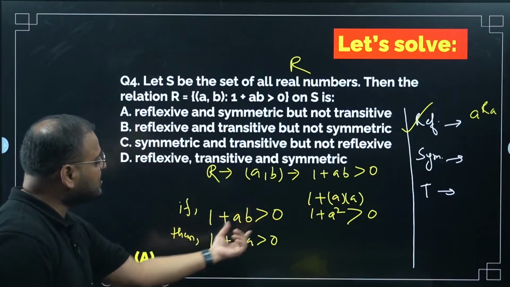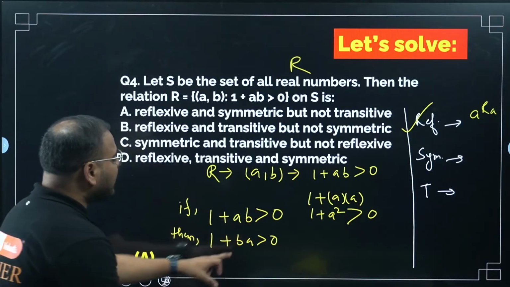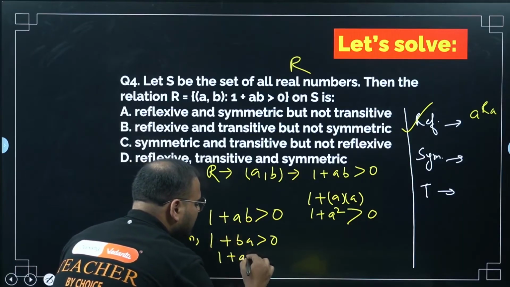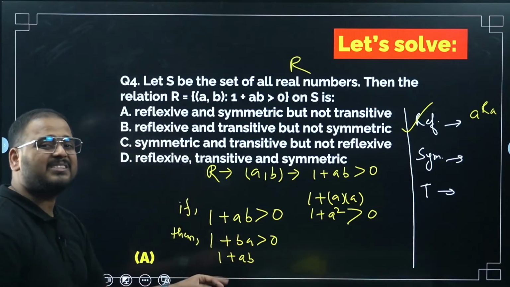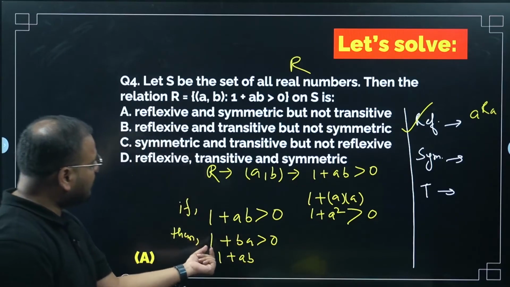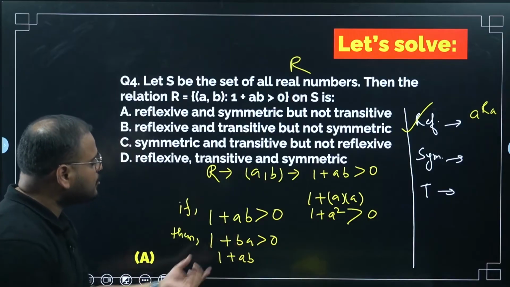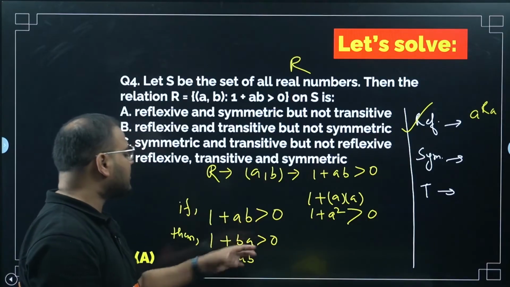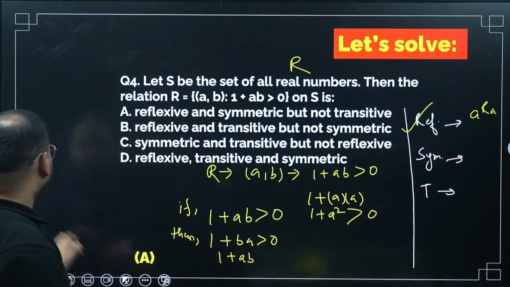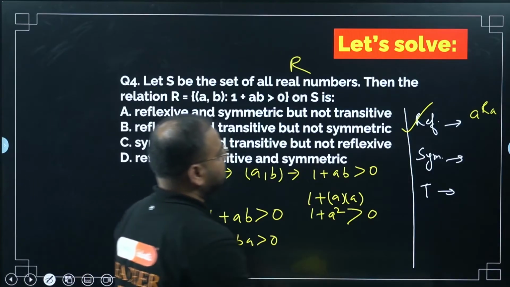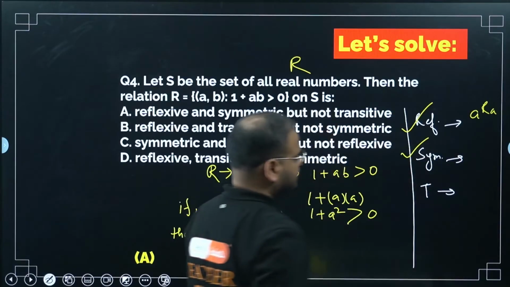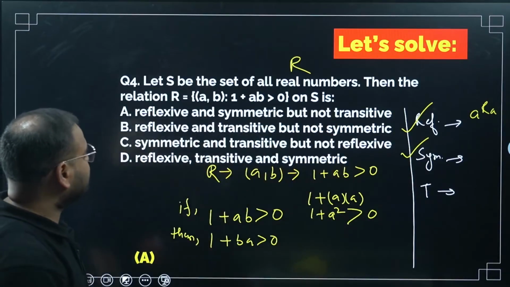So 1 plus AB greater than 0, then 1 plus BA will be, because I can write 1 plus BA as 1 plus AB again, no? BA and AB is the same thing in product, right? So 1 plus BA can be written as 1 plus AB. So if 1 plus AB is greater than 0, then 1 plus BA is also greater than 0. So what is our understanding? Yes, symmetric bhi hai.